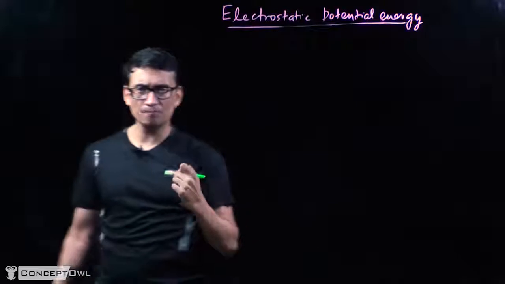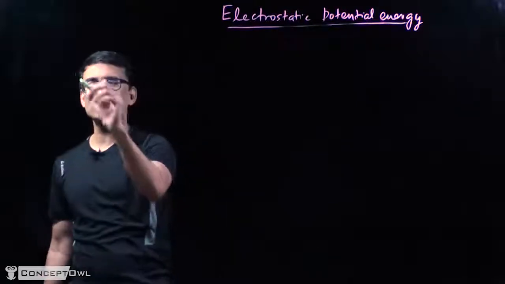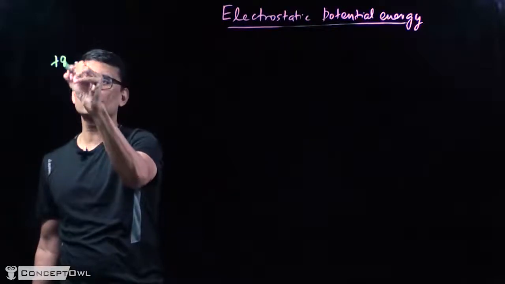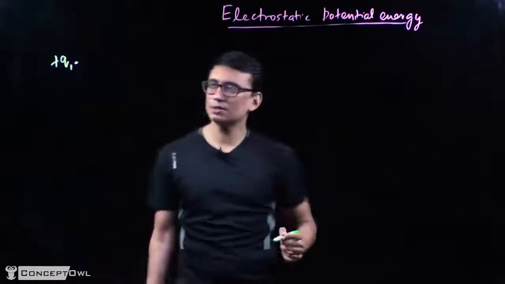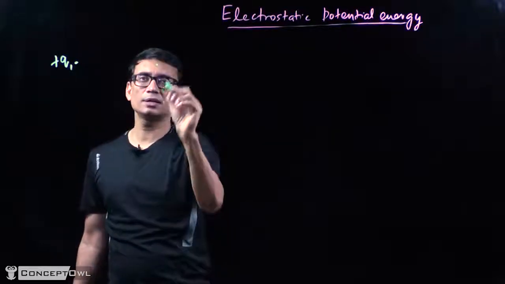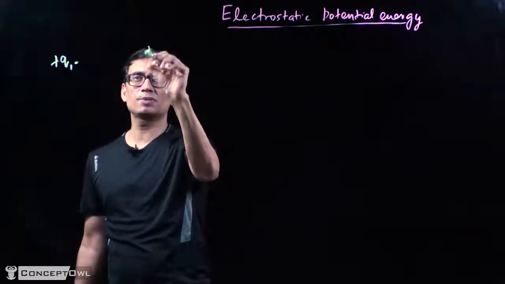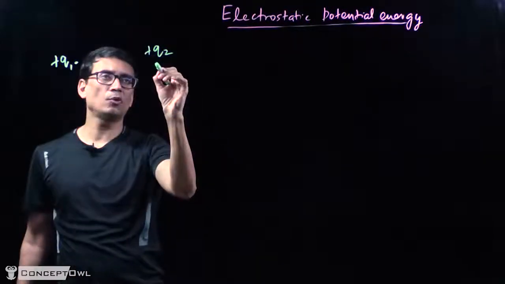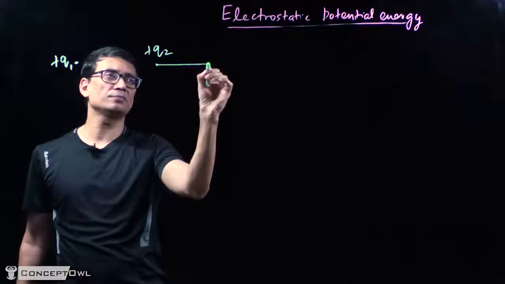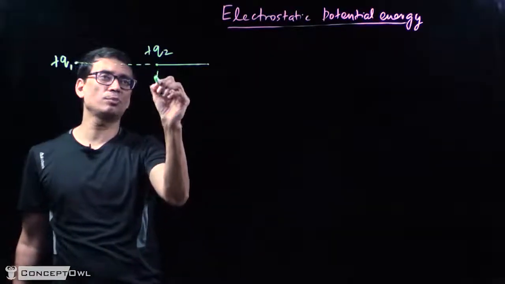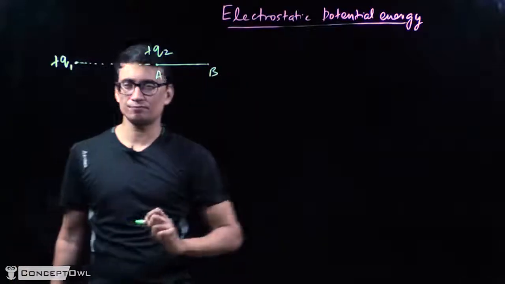Now, let me ask you a question. Let us say we have a charge here, and let's say this charge is plus Q1. And there's another charge here, let's say it's here, and this charge is plus Q2, and this charge goes from point A to point B. For simplicity, I'll take it along the same line. It goes from point A to point B.